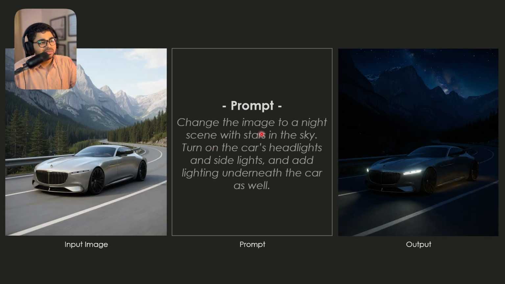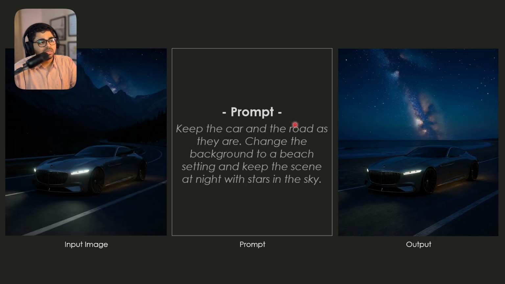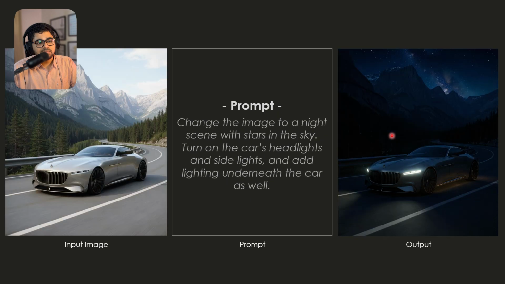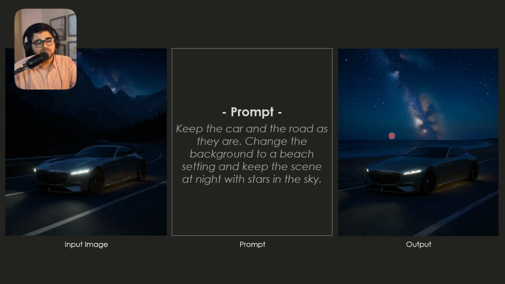Then I said, change the image to a night scene. You see how good the image is. Then I wanted to change the scene, so I said, keep the car and the road as they are. Change the background to a beach setting and keep the scene at night with stars in the sky. So everything remains the same. If you go back and forth, everything remains the same. Only the mountain is replaced by a beach and you get these nice stars in the sky.